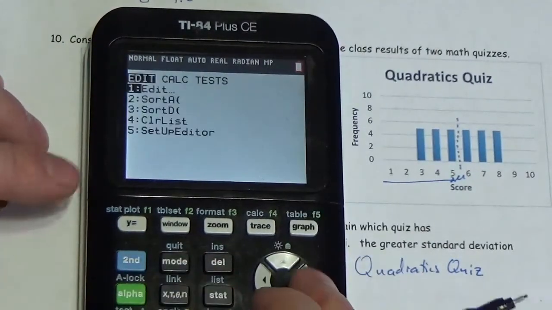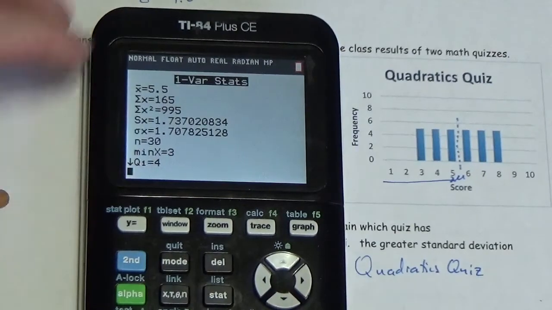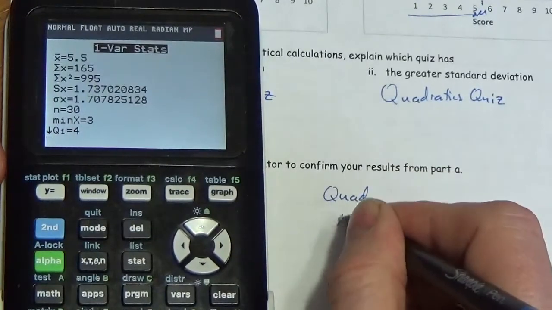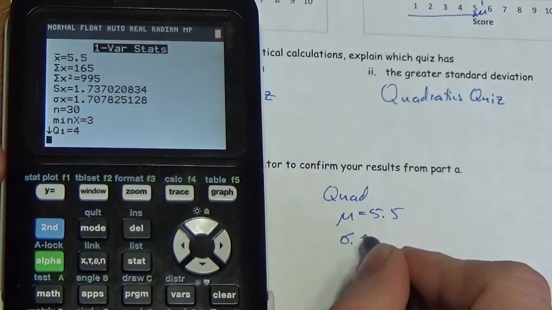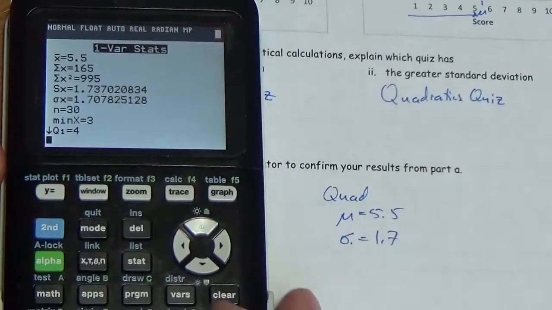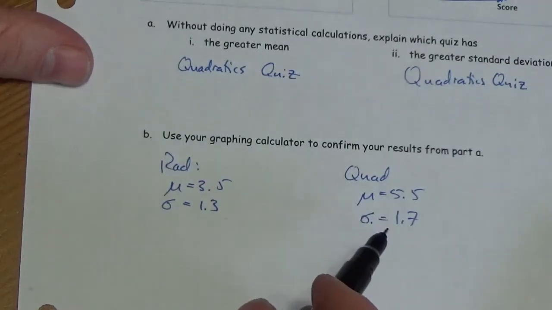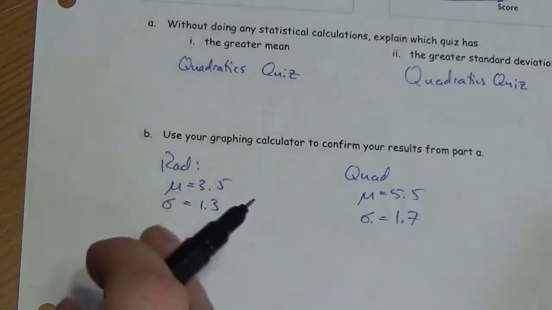Quit. Stat, over to my calc menu, one variable statistics. And here, for my quadratics, we see that the mean is 5.5 and the standard deviation is 1.7. Okay, so 3.5 and 1.3, 5.5 and 1.7. Notice that both of those measures are larger with the quadratics than they are with the radicals.